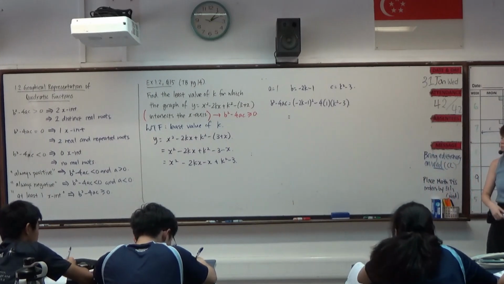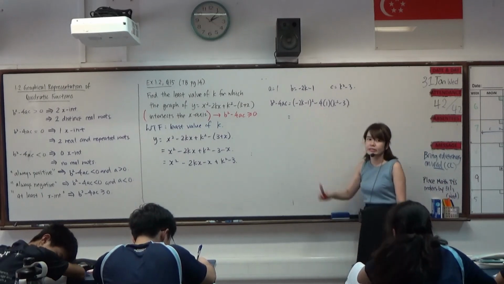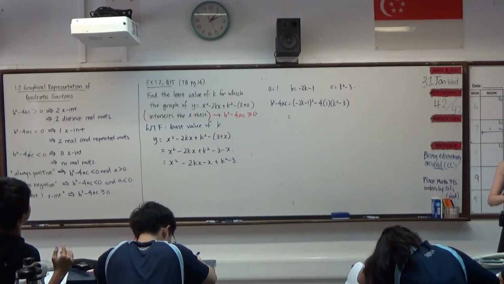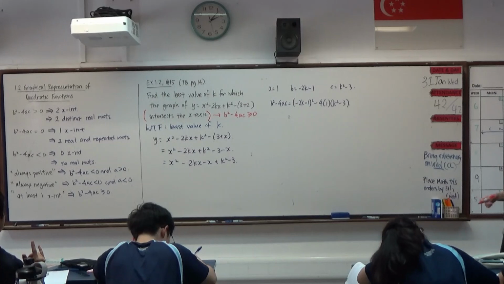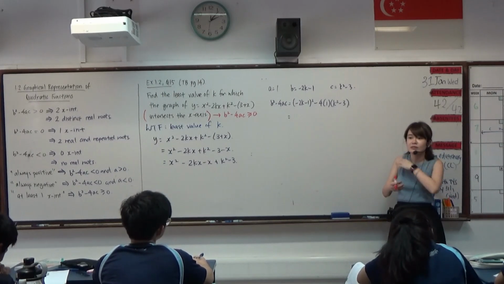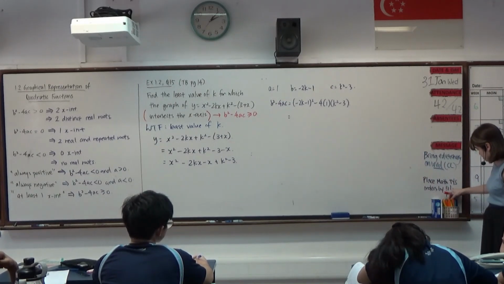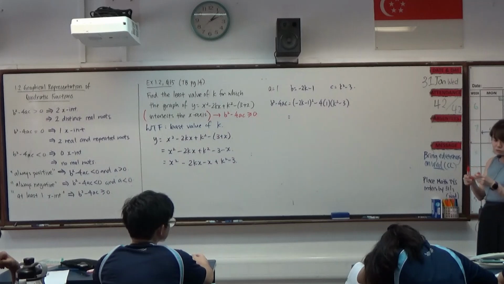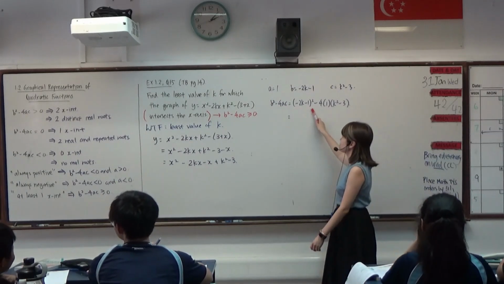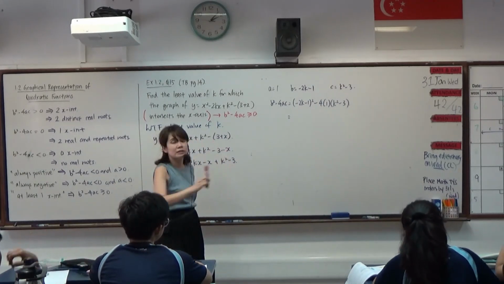And now we have to expand this negative 2k minus 1 bracket squared. How to expand this? A squared minus 2ab plus b squared. What will our expansion look like? Let me just call someone. Daryl, can you expand this one, please? What will you get? You read out and then I write.